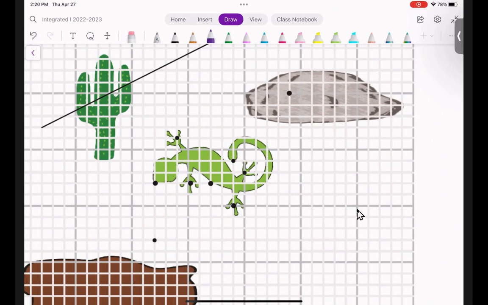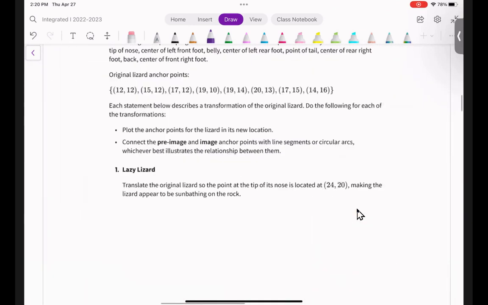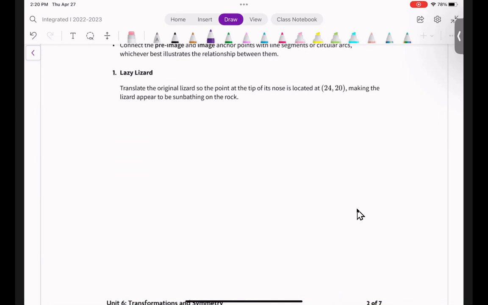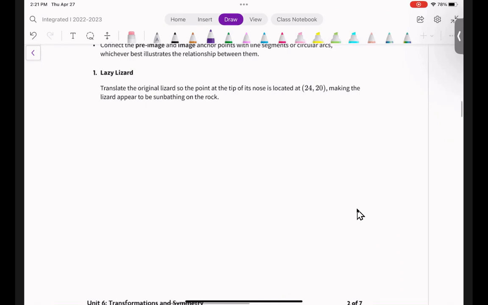Okay. So then it says, each statement below describes the transformation of the original lizard. Do the following for each of the transformations. Plot the anchor points for the lizard in its new location. Connect the pre-image and image anchor points with line segments or circular arcs, whichever best illustrates the relationship between them. Number one: translate the original lizard so that the point on the tip of its nose is located at (24, 20), making the lizard appear to be sunbathing on the rock.